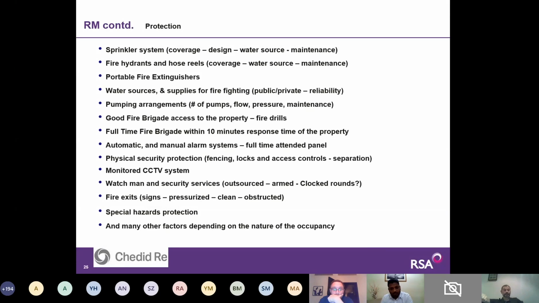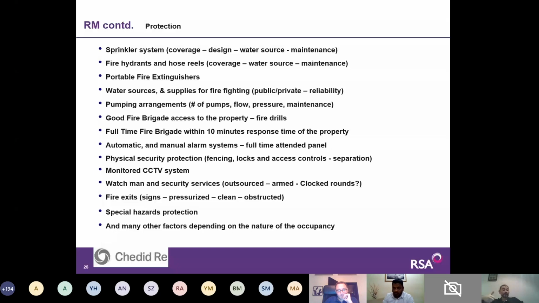The design of sprinklers. Sprinklers are there, but are they efficient? This is very, I'd say very gray, because we never know if they are efficient or not before the fire happens and you start dealing with the fire. In order to understand the sprinkler system, we need to check the design of the system. We need to check the recommendations of the designer of the system.